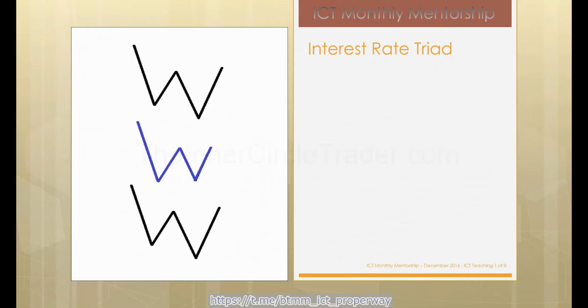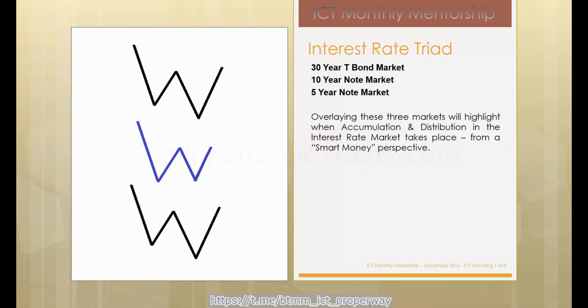Okay, interest rate triad. Again, we start with the 30-year Treasury bond market, the 10-year note, and the 5-year note. By overlaying these three markets, you'll be able to highlight when accumulation and distribution is in the interest rate market. And when this takes place, it represents smart money movement, or how you as a trader can view smart money, in the form of seeing where accumulation in buying or distribution and selling is actually occurring in the marketplace.